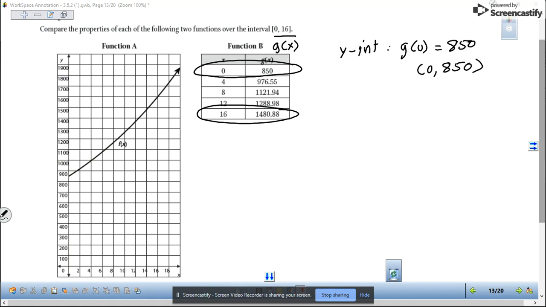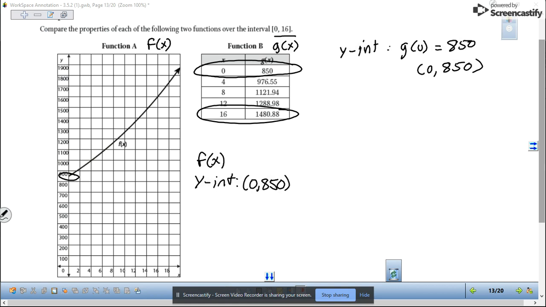All right. Now, let's take a look at function a. So we'll call this f of x. So for f of x, let's see if we can find our y-intercept. Since it's a graph, I just need to go back and look where it crosses. Okay. Now, that's 800. That's 900. This looks about halfway in between. So we're going to go out on a limb here and say that that's (0, 850) as well. So when I compare these two, I would simply say that they have the same starting point. They have the same y-intercept. Okay, both the graph and the table.